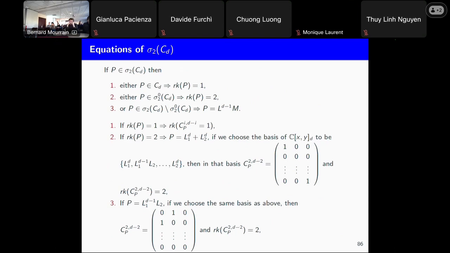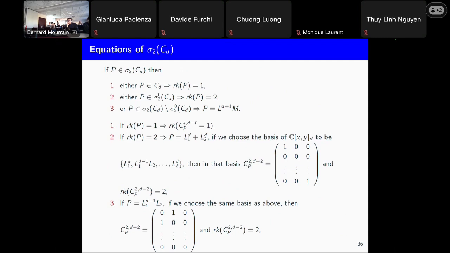Okay, so this is the variety, everything. These are the polynomials or tensors of rank 2, and I take them out, so I just have the points on the closure. And we saw that these points are of this type, L^(d-1) times M, so a linear form to the power d minus 1 times another linear form. So these are the only 3 possibilities that you have if you have a point in sigma 2. Either it has rank 1, or it has rank 2, or it's a point of this type.